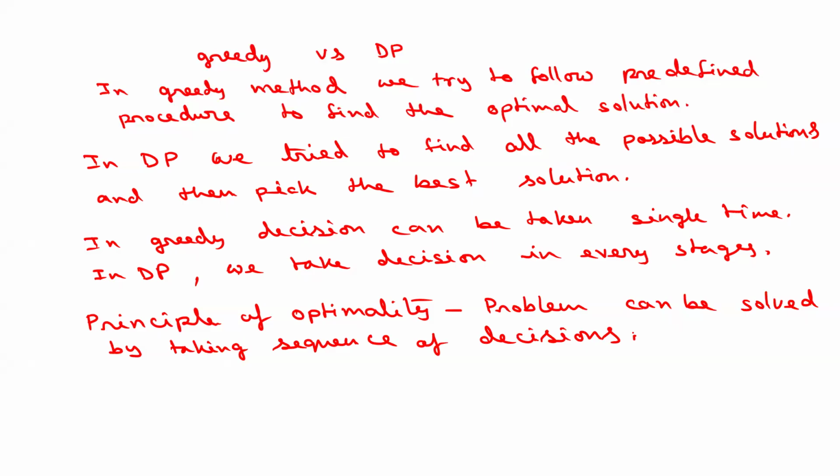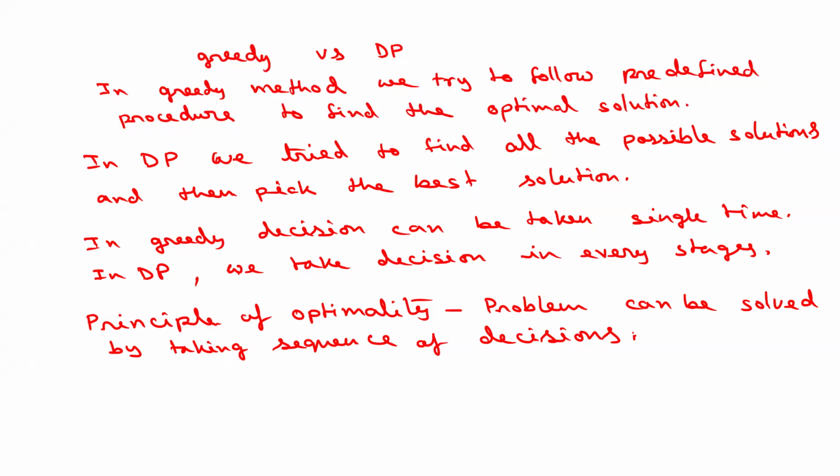And another way we can say the principle of optimality means the sub-solution of the solution should be optimal. We know the solution is optimal because DP and greedy both are used in case of optimization problems. So the solution is optimal and the sub-solution of the solution should also be optimal. So that is the principle of optimality.